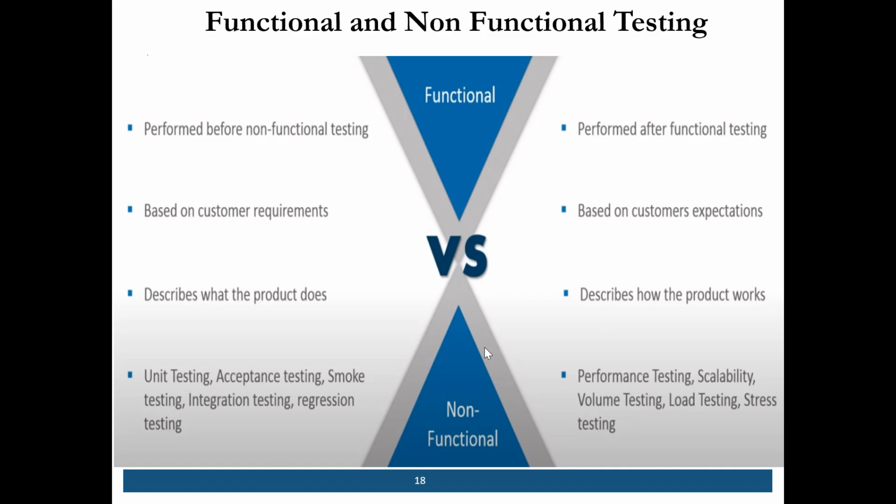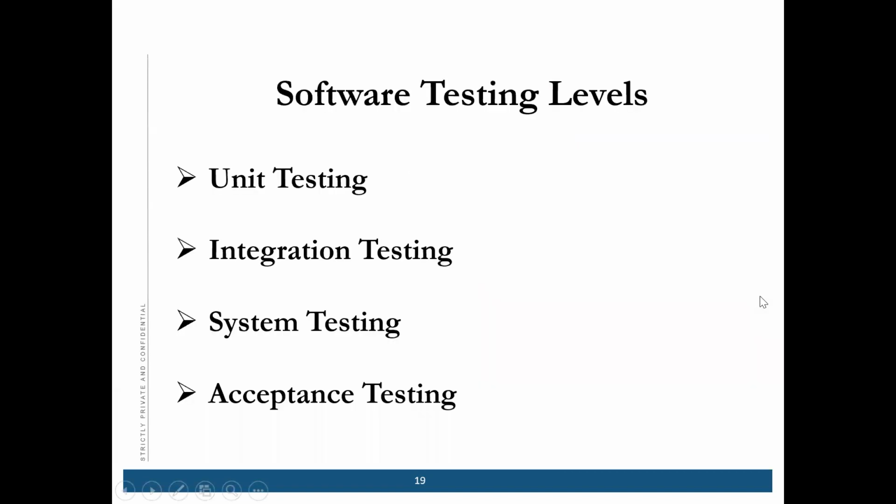So everyone has this PPT, I think I've sent it to you in the group. Go with this PPT, and if you have any doubt, you can always ask me. There are different levels of software testing. I have given only 4 levels, but there are many other types of testing, which are part of these. The levels are unit testing, integration testing, system testing, and acceptance testing.